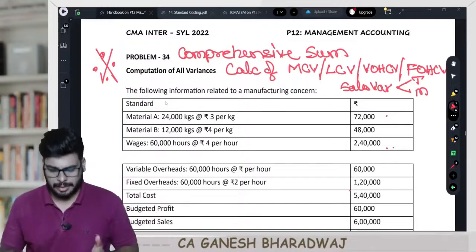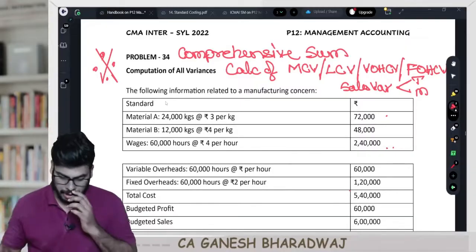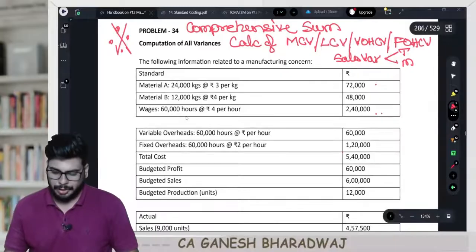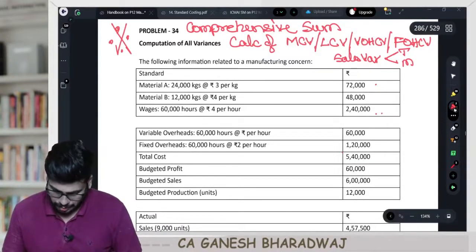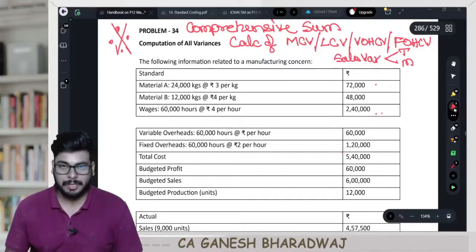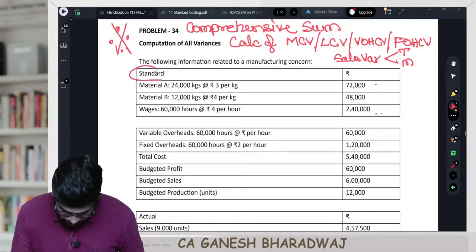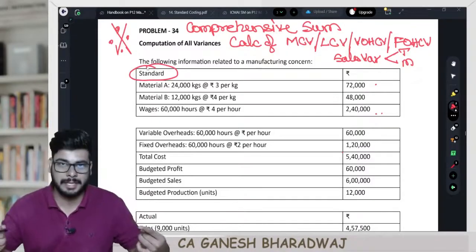So basically this is our regular course material that I'm using right now. Let me just read out the question for you. The following information related to a manufacturing concern is given below. They have given the word standard. What I've told you before: just because they have given the word standard, please do not get misled.